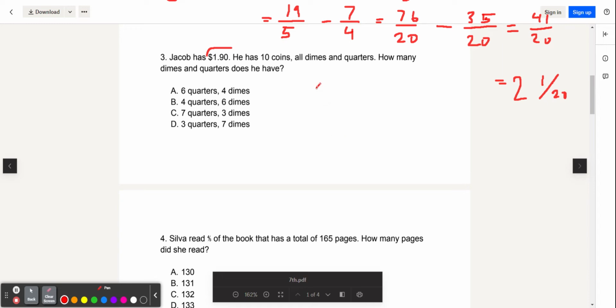We can set up a system of equations. If we let D equal the number of dimes and Q represent the number of quarters, we know that we have 10 coins in all, so however many dimes plus however many quarters is 10. And we also know we have $1.90.